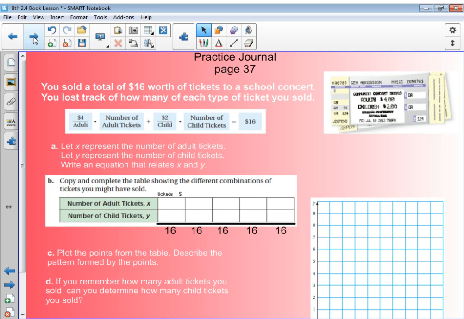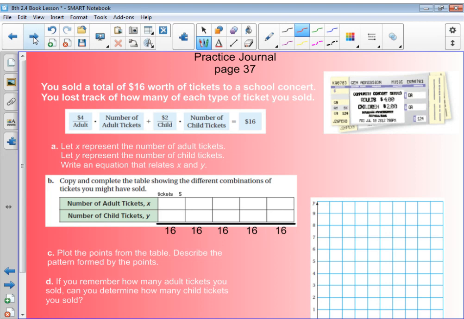So they give us an equation that says it's $4 per adult times the number of adult tickets plus $2 per child times the number of child tickets equals $16. It tells us let X represent the number of adult tickets and Y represent the number of child tickets. Write an equation that relates X and Y.